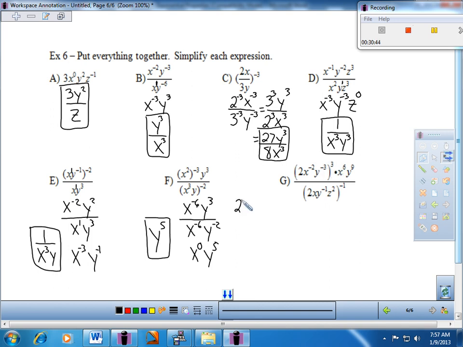So I would get 2 to the 3rd, and then x to the negative 6th, y to the negative 9th, and then still times x to the 6th, y to the 9th. And then down on the bottom, again, if you want to put a little 1 right in here so you don't forget about it, that's fine. But I get 2 to the negative 1st, x to the negative 1st, y to the 1st, and z to the negative 2nd. I hope everybody is in agreement on that piece. That's looking good to me. I removed the parentheses just on everything.